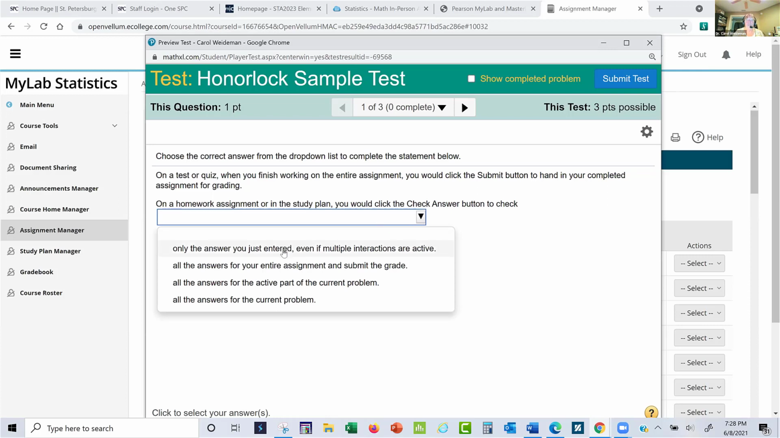It's usually just the answer you just entered, I believe. I've taken it like twice and I don't know why I can't get it right. I don't remember. I have to look at it offline to see, because I just picked a couple of questions randomly from the introduction to the course. It's either this one or the third one.